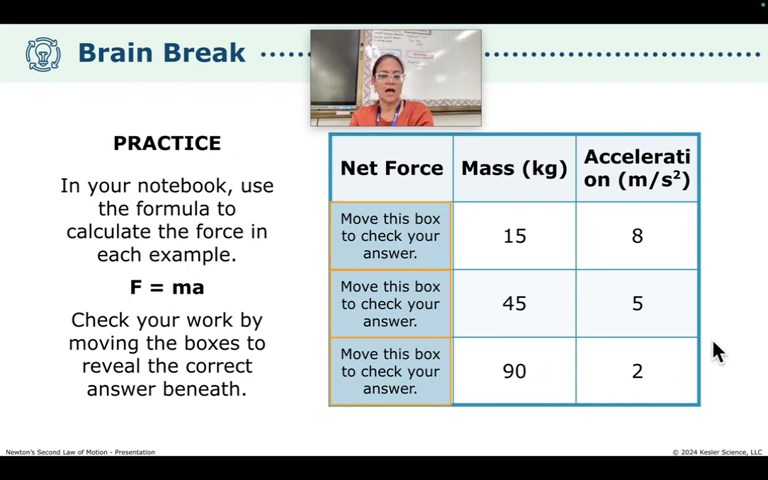90 times 2 is 180. So those are our numbers. You need 180 newtons of force to move whatever object that is. 90 kilograms could be a large person.